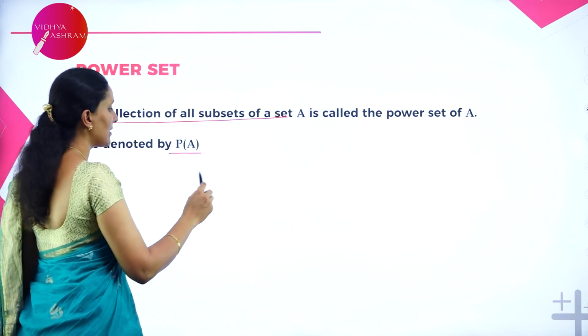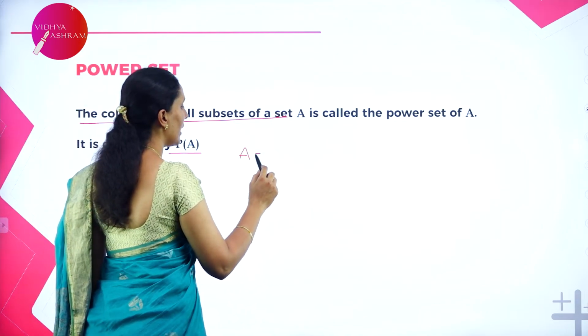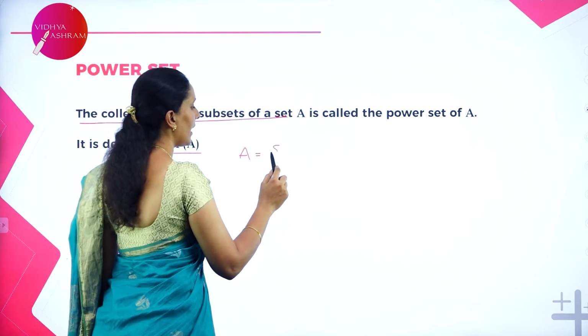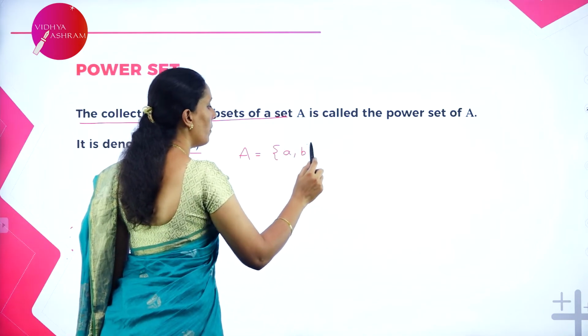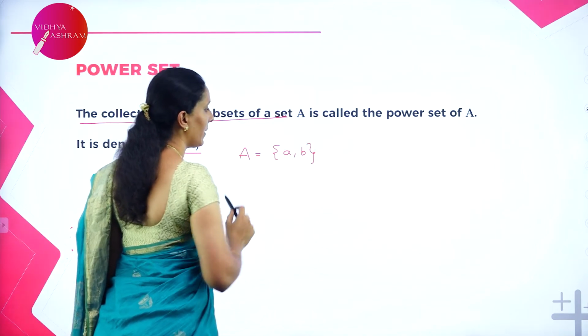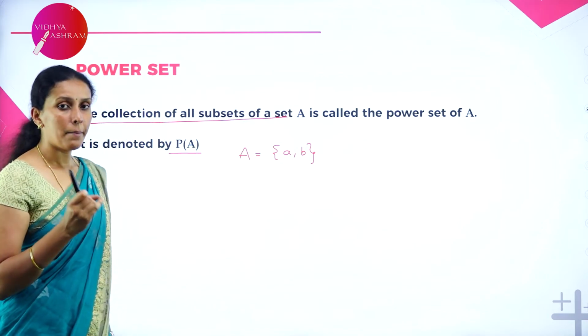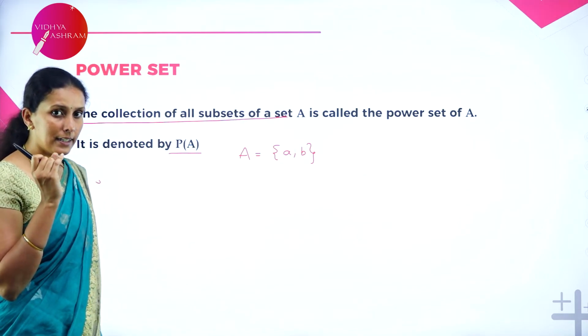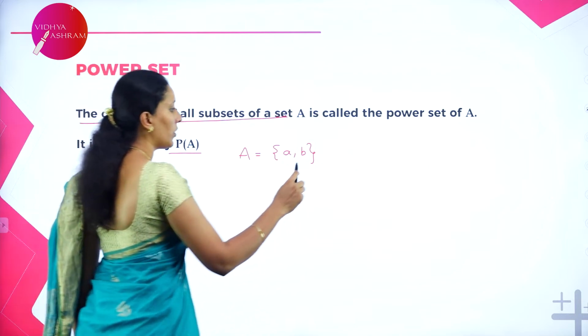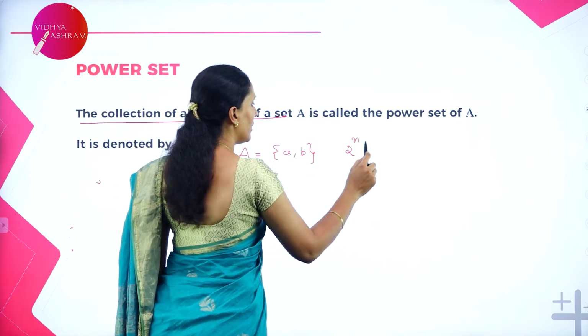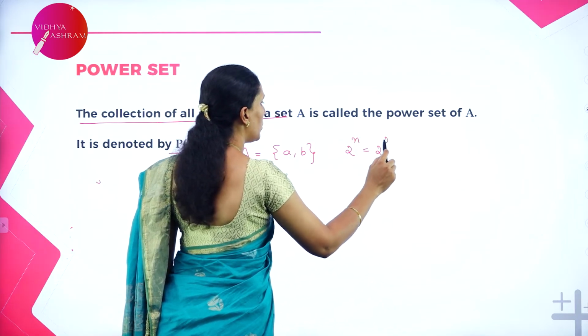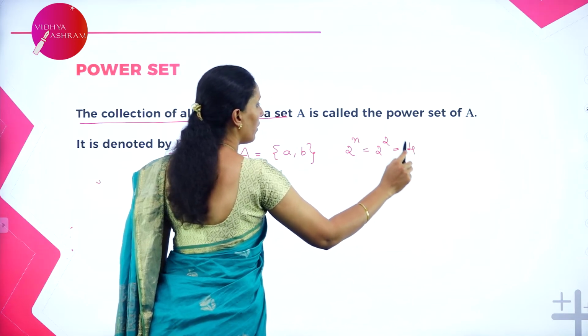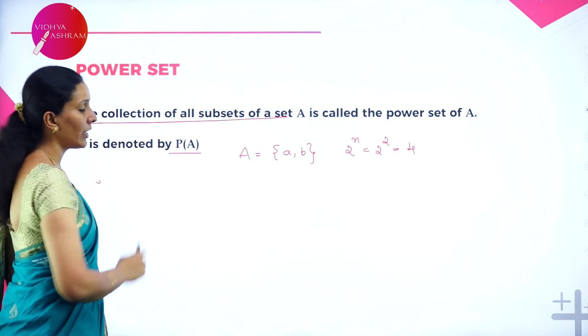Let me take an example. Let me consider A is equal to set AB. So how many elements are there? We have 2 elements. I have already told you the number of subsets inside the set will be equal to 2 to the power n. That means 2 to the power 2, which is equal to 4. There are 4 subsets for the given set.